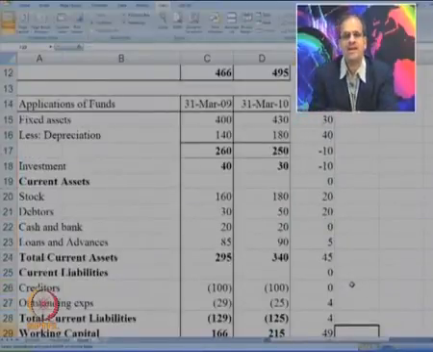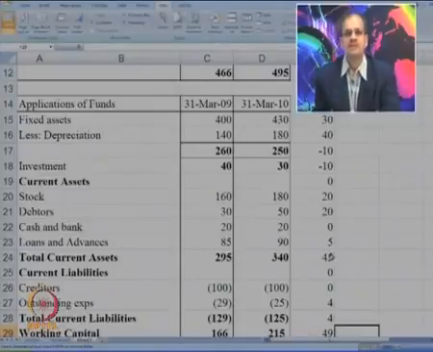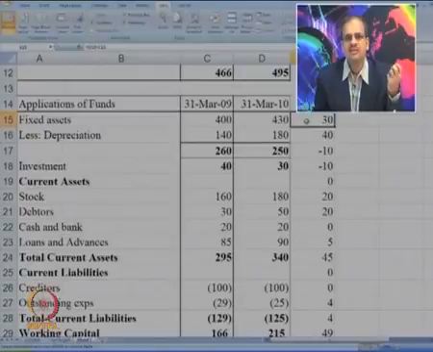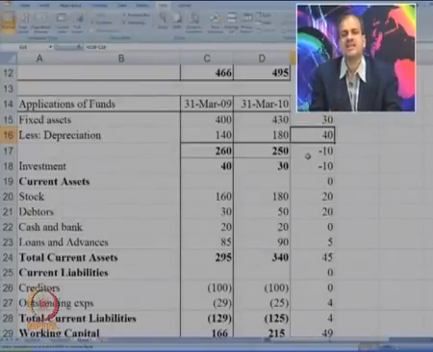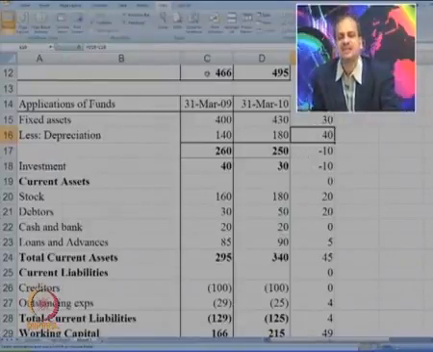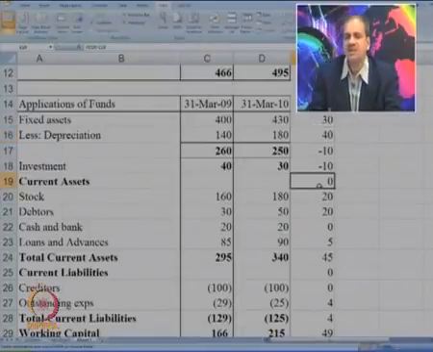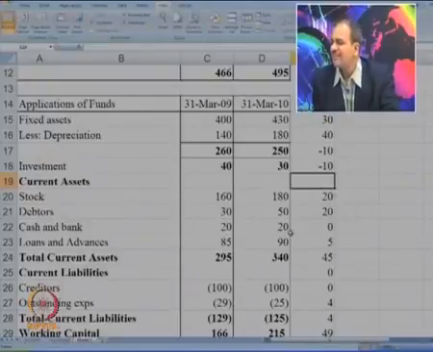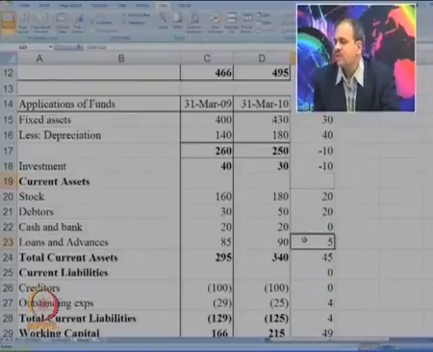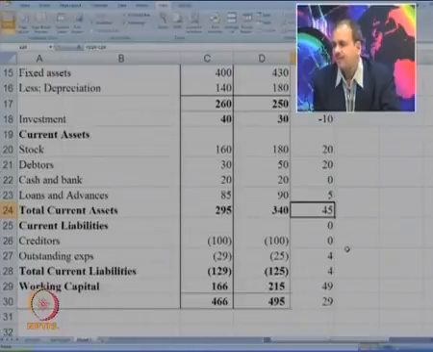So you can have a look at how the assets look like. Fixed assets at gross, that is at cost, have increased by 30. Depreciation has increased by 40. So net increase in fixed assets is minus 10. Current assets, investments have also decreased by 10. Current assets, you can see each current asset, stock, there is an increase of 20, debtors there is an increase of 20, loans there is an increase of 5. So, total increase of current assets is 45.